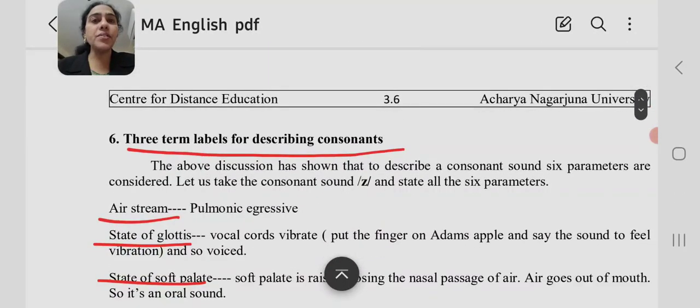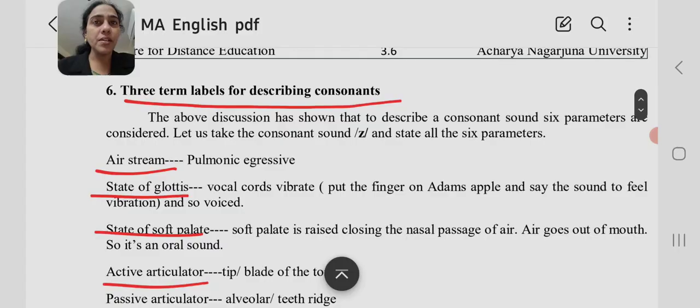Now quickly coming into the next important concept for your second Roman and also your third Roman: the three term labels for describing consonants. The question will be asked this way: give the three term labels for the following phonemes. I repeat, give the three term labels for the following phonemes.